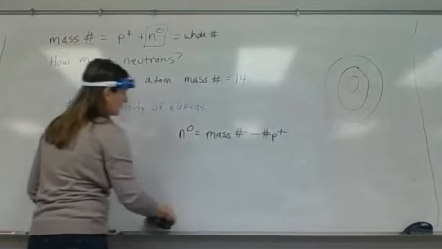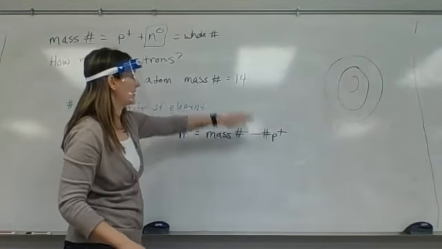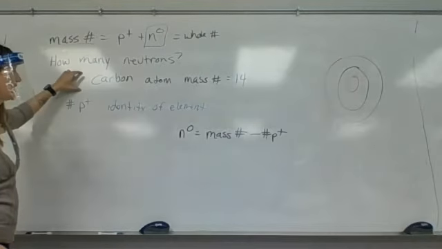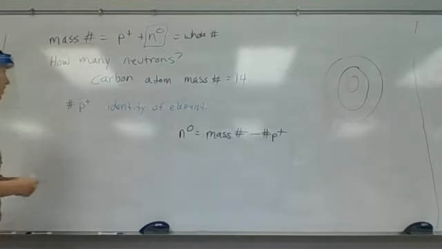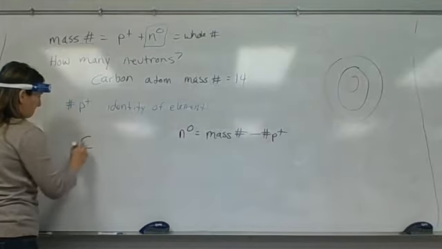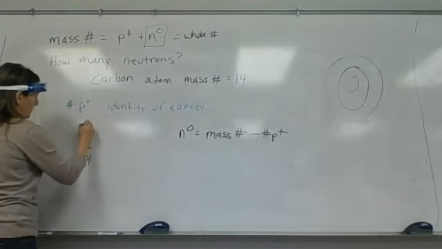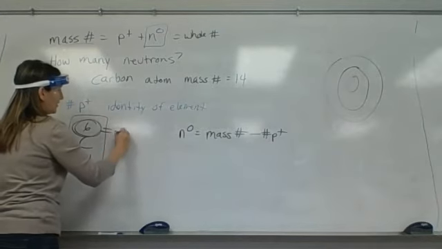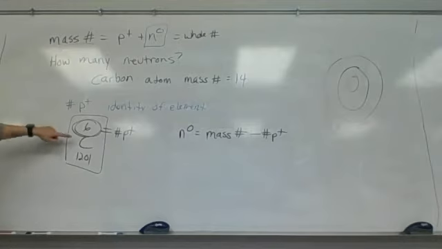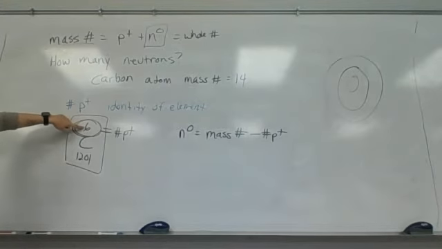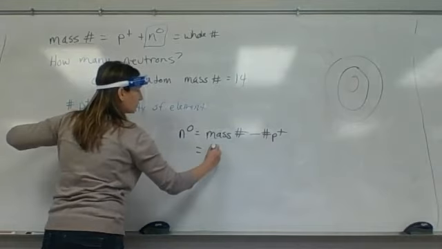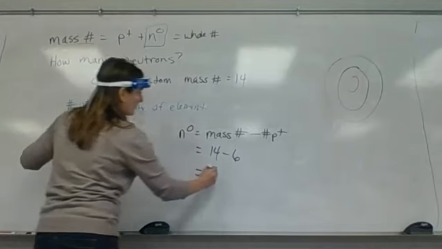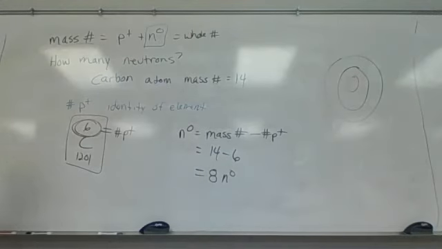We're solving for neutrons. We're going to take our mass number, which is given to us, and subtract the number of protons. They didn't give us the number of protons, but they did give us the identity of the element. It's carbon. So how many protons does carbon have? I look it up on the periodic table. It's number 6, and that number 6 is the atomic number, which is the number of protons. Carbon has 6 protons. Now I can plug in my 14 for mass number and my 6 for number of protons. We get a total of 8 neutrons.